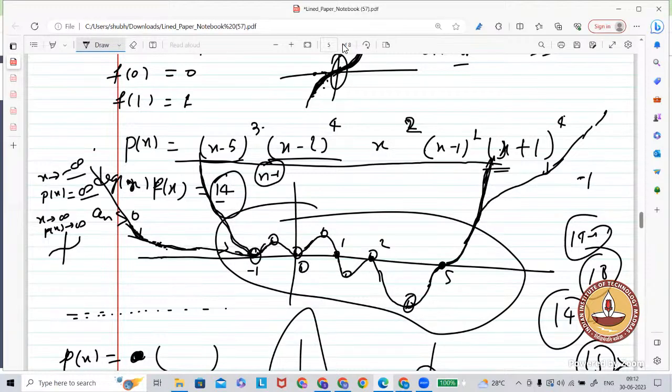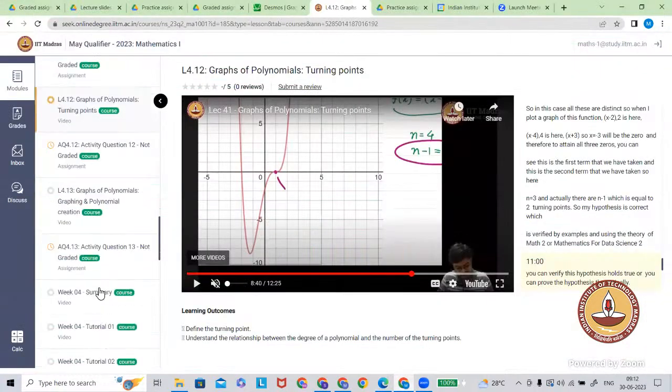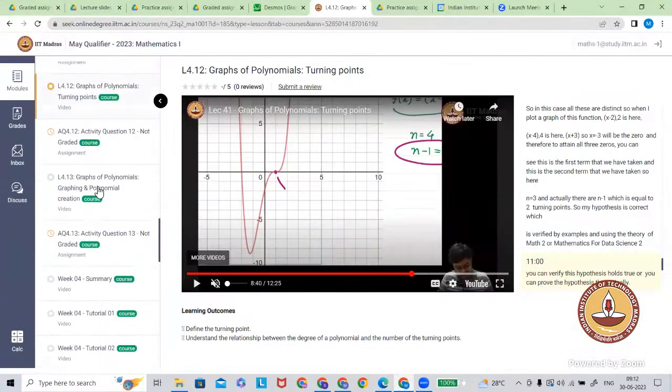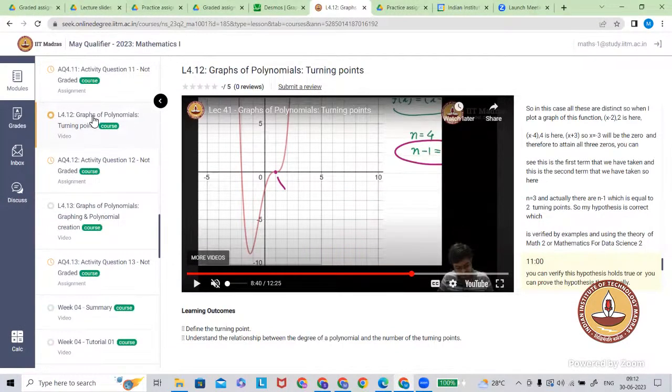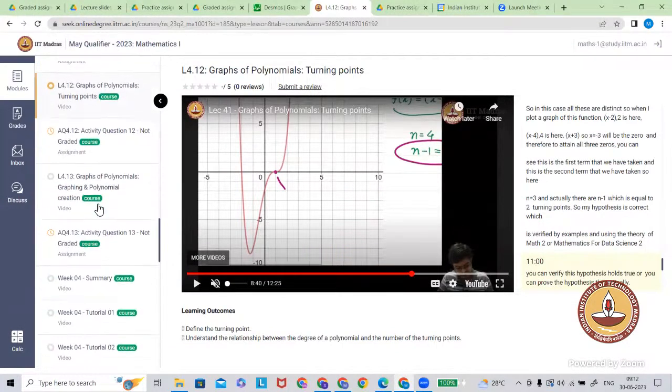Sir, how many topics are remaining after that? I think only the factorizing. Only one lecture is remaining. Graphing, even this one I have discussed almost. The graphing is also done.